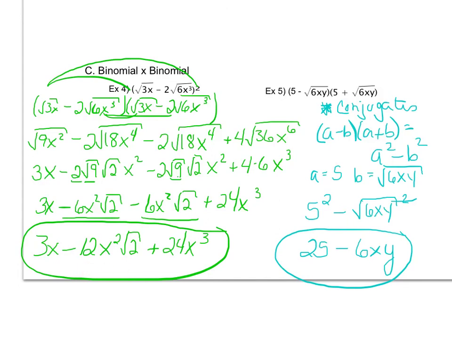So again, I know this was a longer video. All 3 different ways so that you can multiply with radicals and different types of polynomials.